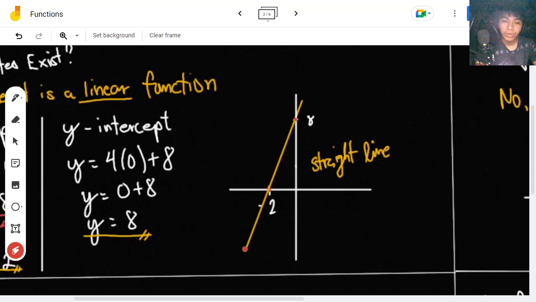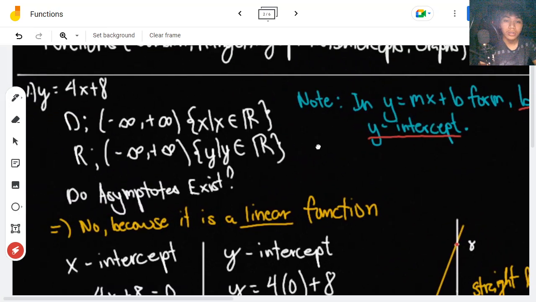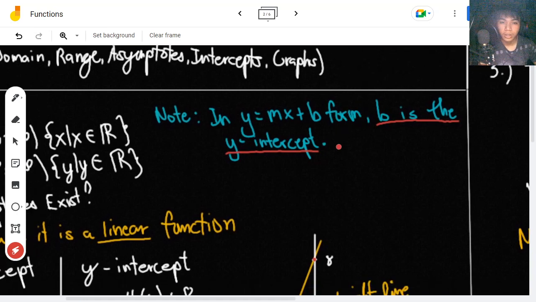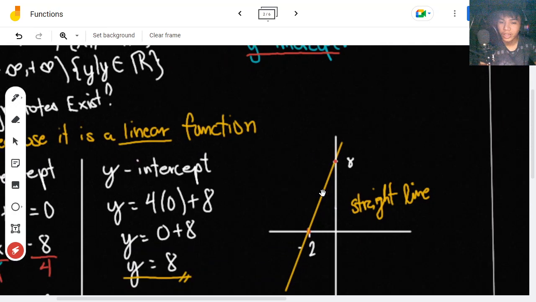So if you trace those 2 points, it forms a straight line, or if you want to look at it from that perspective, it is a slanted line. So it stretches from negative infinity to positive infinity, as shown in our domain. And an important note to notice is that when we have the slope-intercept form y equals mx plus b, the b is the y-intercept. So just important to note that.